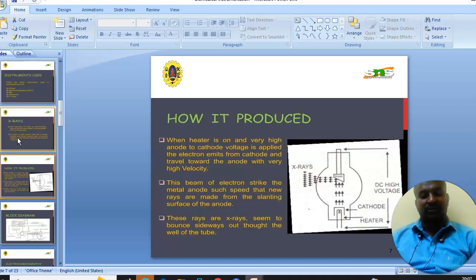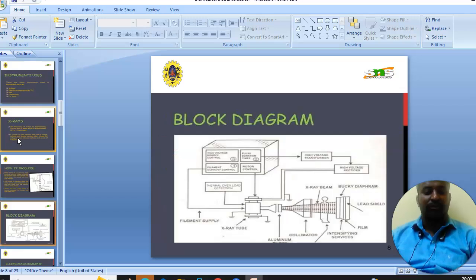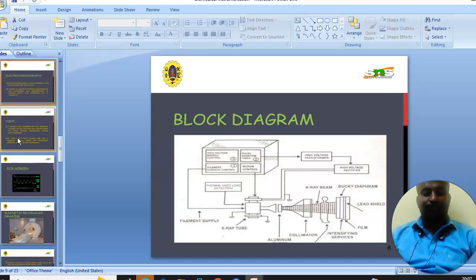How is it produced? When the heater is on and a very high voltage is applied between anode and cathode, the electrons are emitted from the cathode and travel towards the anode with high velocity. The beam of electrons strikes a metal electrode at such speed, and the X-rays are made from the slanting surface of the anode. The X-rays seem to bounce sideways out through the wall of the tube. The schematic of the X-ray was shown.